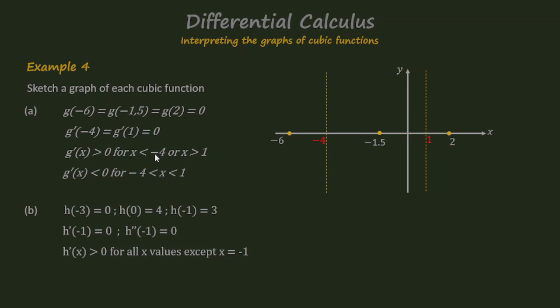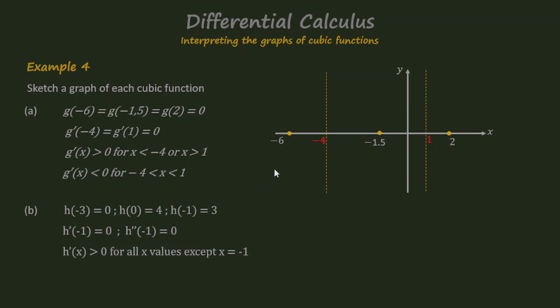Now the function is increasing, which means the function goes like this when x is less than negative 4, in this portion. So it's going up like that. And it's also increasing when x is greater than 1. So once I go past this, the graph increases like that. And the graph is decreasing where its first derivative is less than 0, in the region where minus 4 is less than x is less than 1.